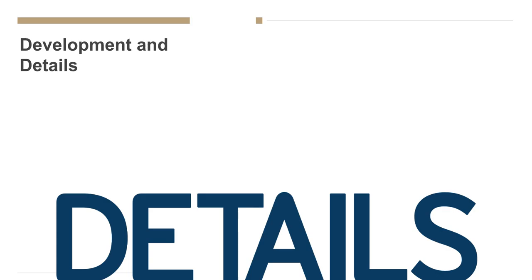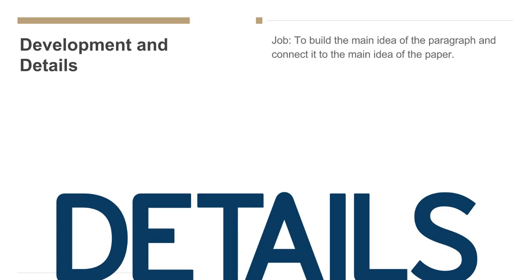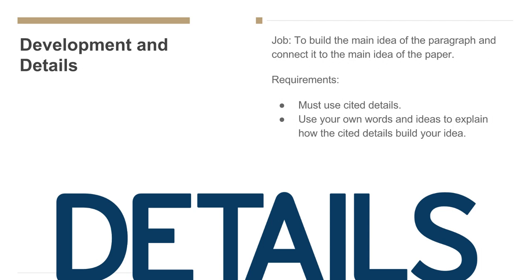Which brings us to our details and development. This is to build the main idea of the paragraph, and it connects this main idea to the main idea of the paper. So you need to use cited details here. And then you need to use your own words and ideas to explain how the cited details relate to your idea.